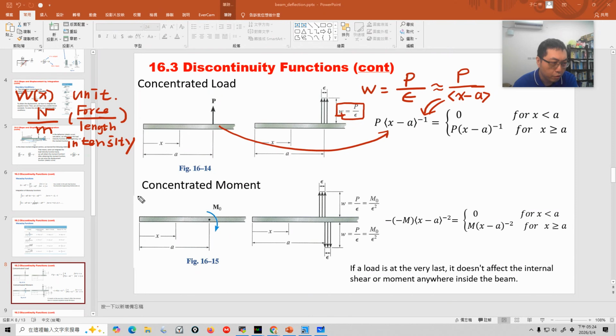Let's look at another situation, which is concentrated moment. That means the moment is acting at a certain point on a beam. So here is the derivation.